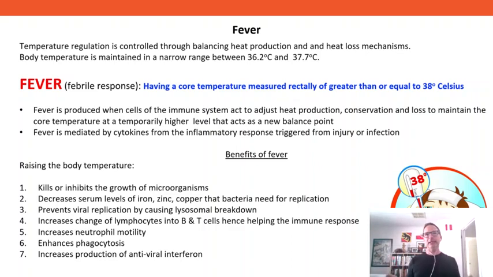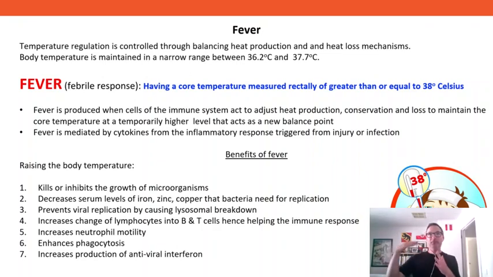Fever is produced when cells of the immune system act to adjust heat production, conservation, and loss in order to maintain that core temperature at a temporarily higher level that acts as a new balance point. So the chemicals released by our inflammatory response act on the hypothalamus to raise that normal set point for a period of time. So we go from about 37 up a little bit higher to 38 or above. So fever is mediated by cytokines from the inflammatory response triggered by injury or infection. So that's how we get there.